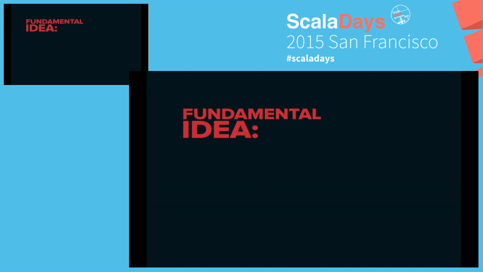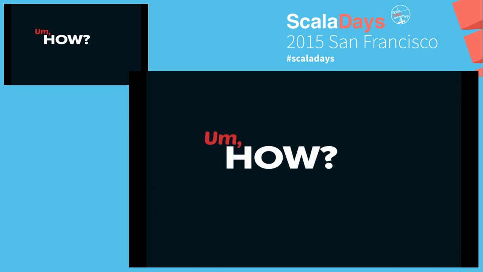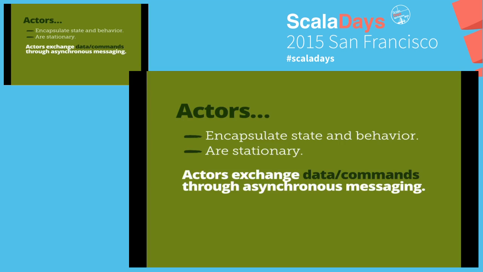So the fundamental idea of this model is to invert the actor model. It's kind of like a dual to actors in some very loose way, if you want to think about it that way, if you want to walk away with anything. If you think about actors, they encapsulate state and behavior. They're usually operating on some kind of mutable state somewhere. Well, they don't have to, they can. And they have a message handler, they stay in one place, typically. Basically what you're doing is exchanging data and commands back and forth over the network, right? So you keep your functionality typically in one place and you're sending your data around.